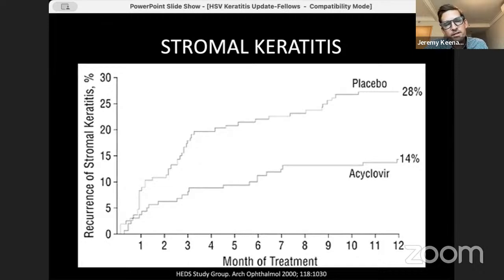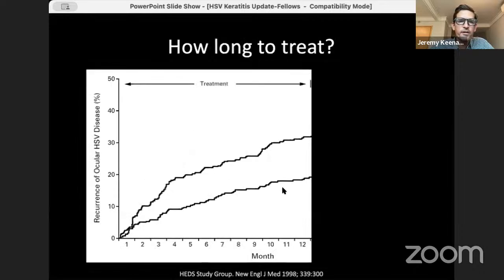And with that dose, you can see that it reduced by half, compared to the placebo group, the chance of getting a recurrence of stromal keratitis. So it's definitely effective. And nowadays we would use much higher doses than 400 twice a day. So hopefully, nowadays it's even more effective than what this is showing. So this is long-term, daily acyclovir for a year.